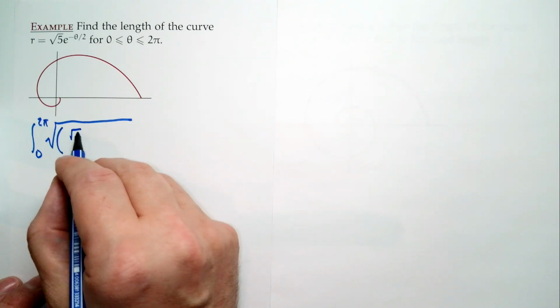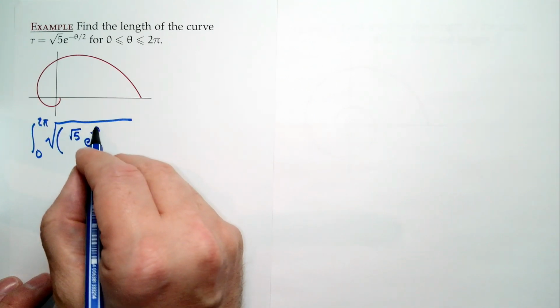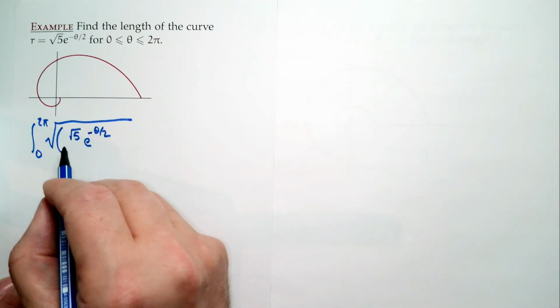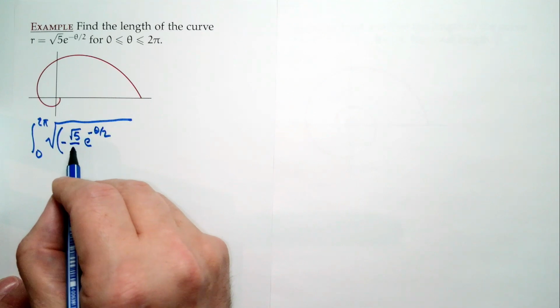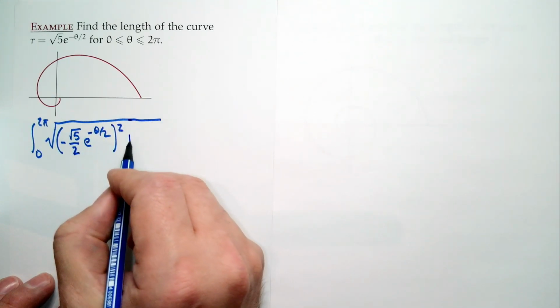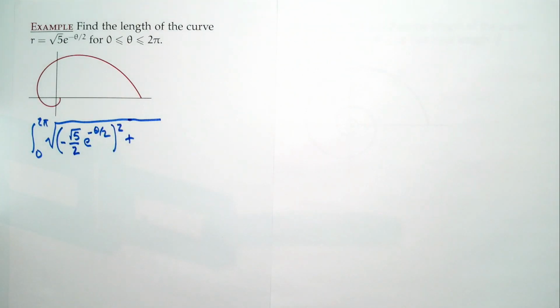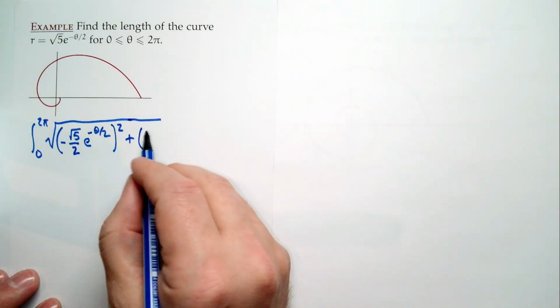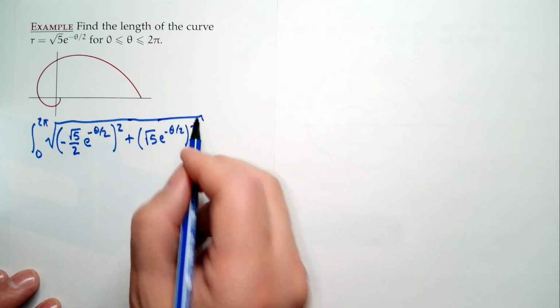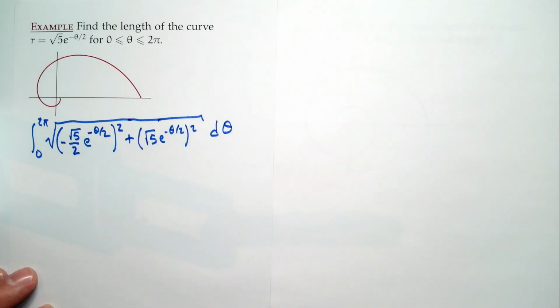Okay, so there's square root of 5 e to the negative theta over 2 times negative a half. And then we're going to square. Good. So I'll take the derivative, square it, plus the original function, square root of 5 e to the minus theta over 2, squared. All right. Well, let's see if we can't make a little bit of headway here.